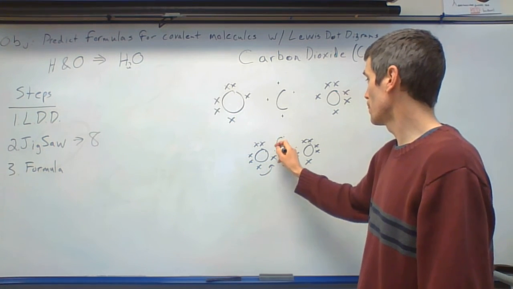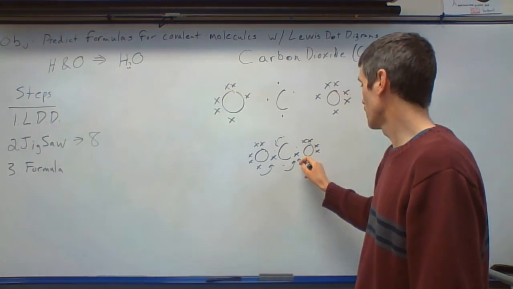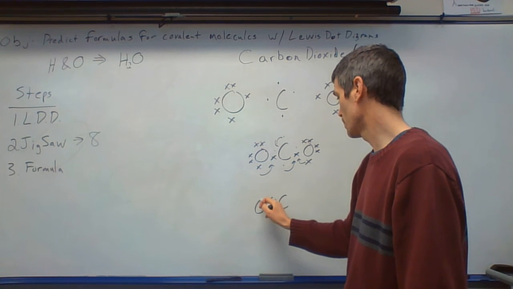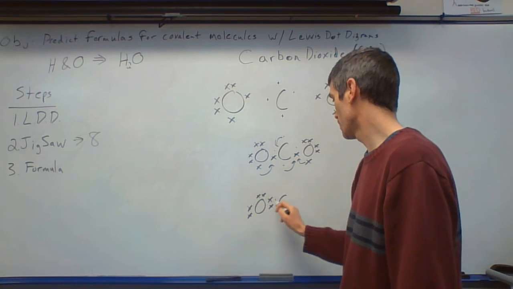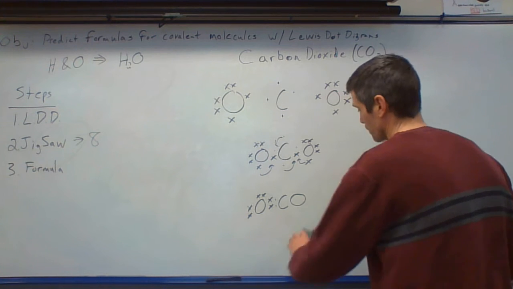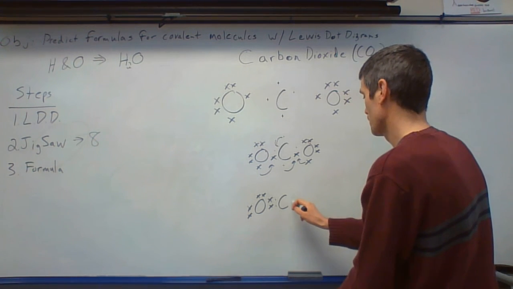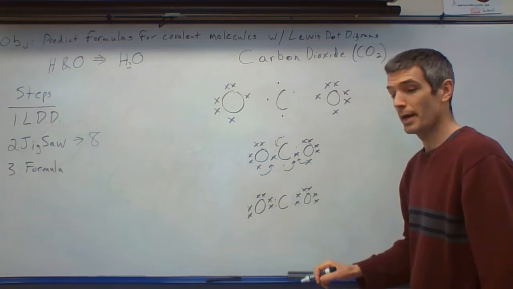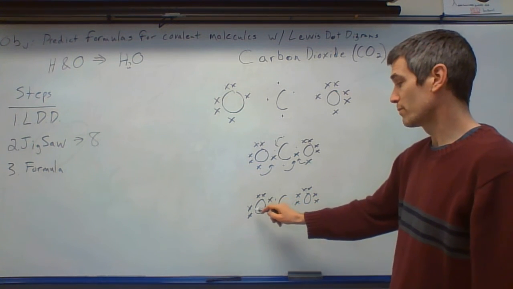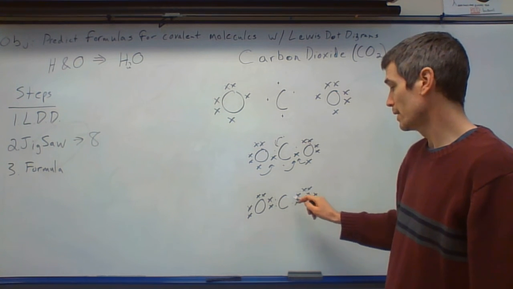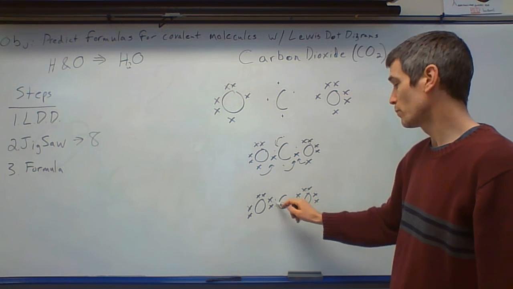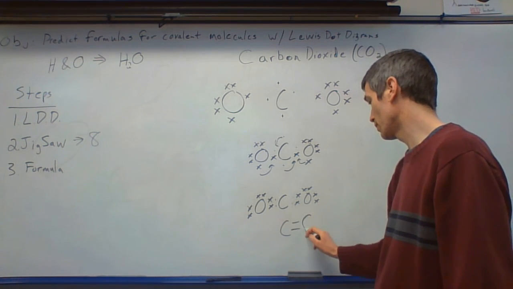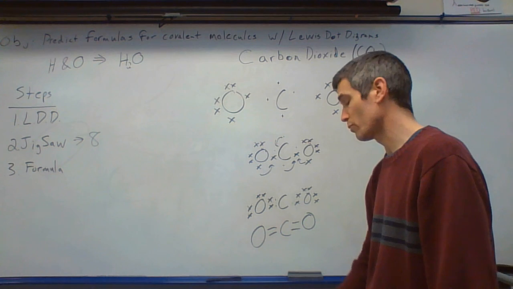So now each one has got its full octet: 2, 4, 6, 8, 2, 4, 6, 8, 2, 4, 6, 8. All right, that's Lewis structure, and I could also do this, the stick structure like that.